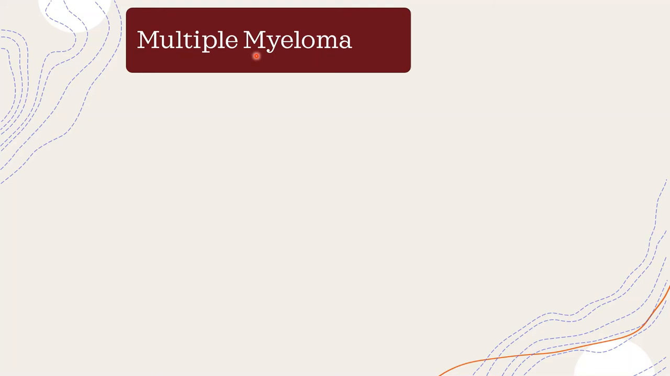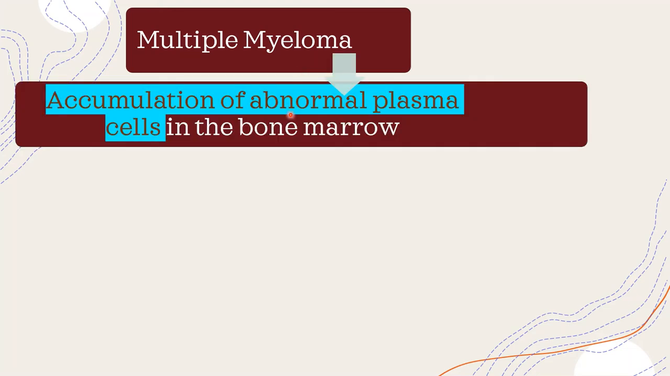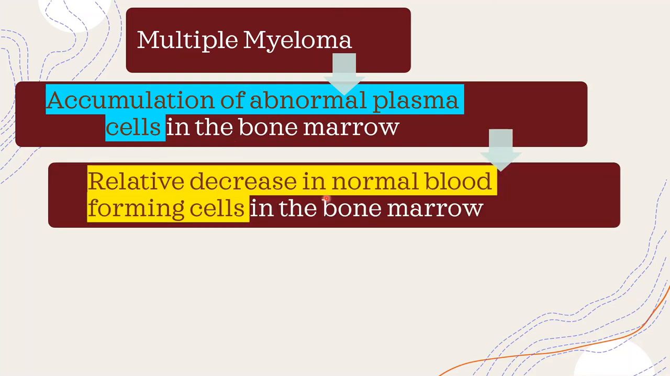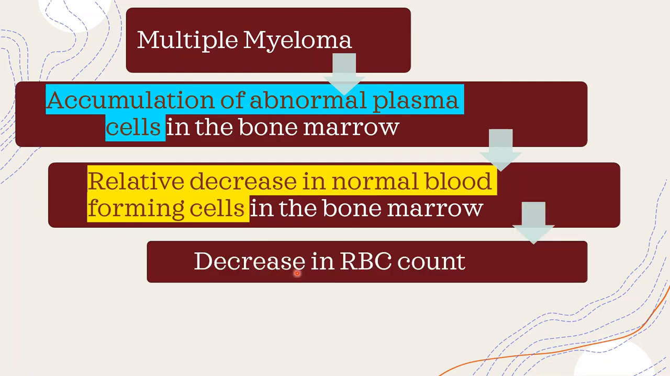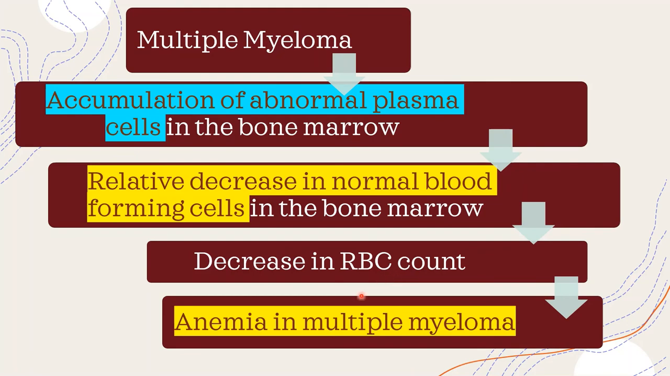As we learned before, in multiple myeloma, as there is a malignant proliferation of plasma cells, there is accumulation of abnormal plasma cells in the bone marrow. Normally, the bone marrow contains various precursor cells of blood and some blood cells. So they have precursors of RBCs, WBCs, and platelets. But in multiple myeloma, there is accumulation of abnormal plasma cells. So as there are a lot of plasma cells in the same area, relatively, there is a decrease in the normal blood forming cells in the bone marrow. So there will also be a decrease in the cells that form RBCs, leading to a decrease in the RBC count that leads to anemia in multiple myeloma.